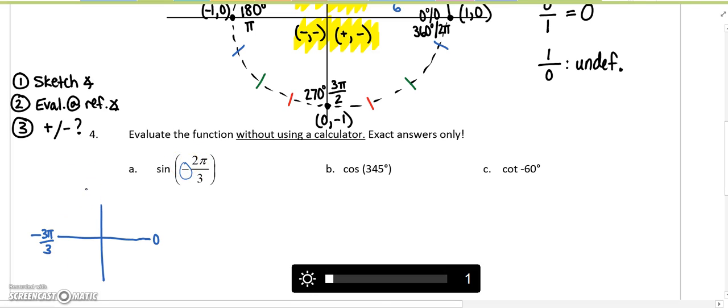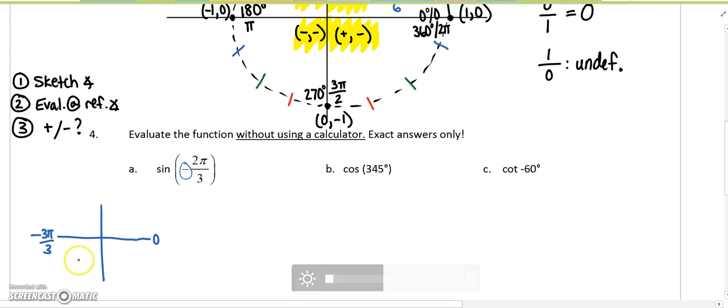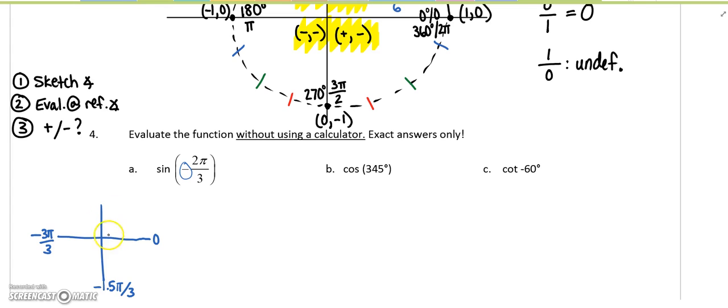If you need a way to kind of measure where it is though, this is halfway between 0 and negative 3 pi over 3. So that's like negative 1.5 pi over 3. So it's a little past there. So this angle would be right about here somewhere. Now that I've sketched it, I know we are in quadrant 3, and that's important.